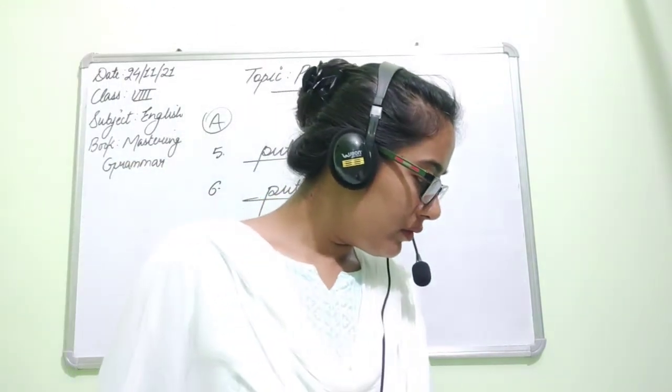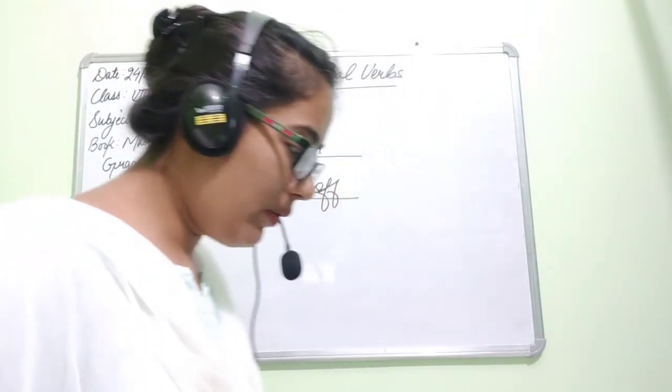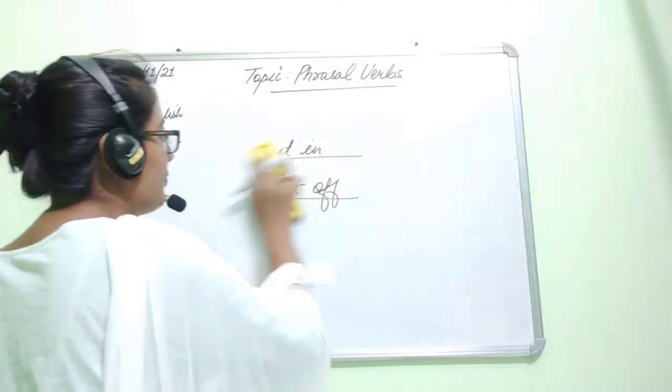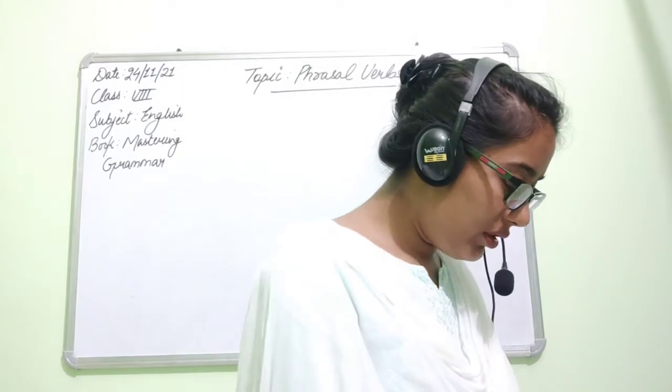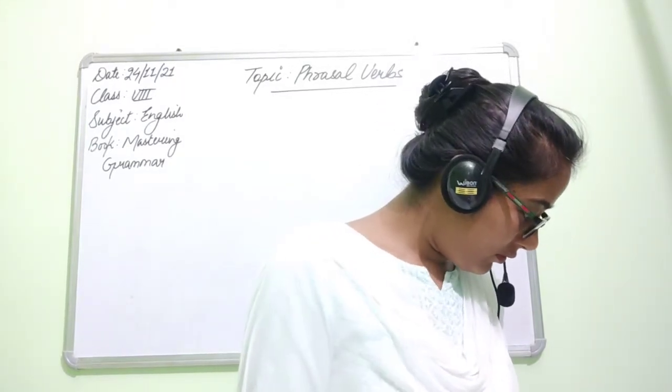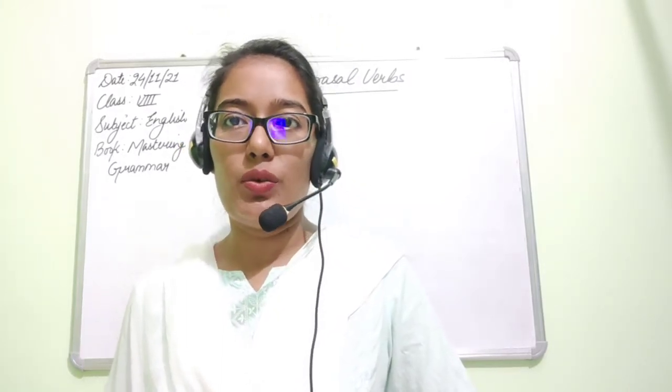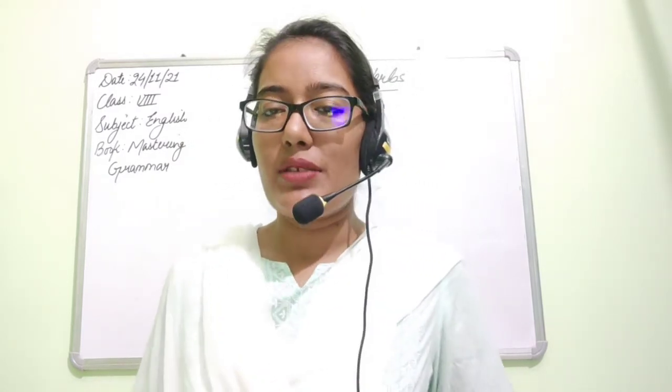Okay, so I'm rubbing this off. So after this, I would be doing the D exercise for you, but only the half portion of it. It is being said in the D exercise, make phrasal verbs using the verb look and the given particle. Use them in sentences of your own. The first one has been done for you.